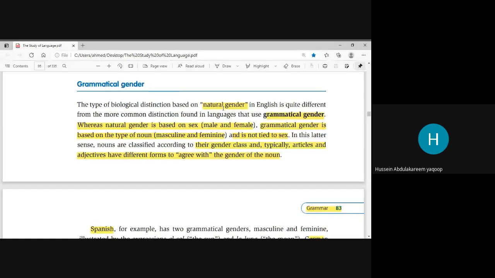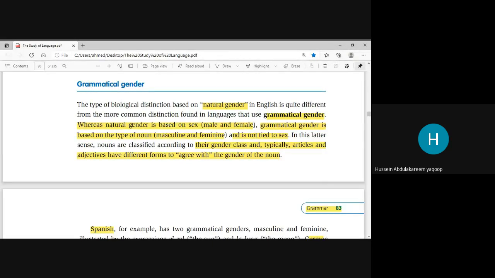Now, the explanation given in the book is very short. That's why I need you to search for further explanations and details that we may talk about next class. The type of the biological, now this is related to the biology of the speaker. Distinction based on the natural gender in English is quite different from the more common distinction found in languages that use grammatical gender. Now, is English natural gender or grammatical gender? This is what I want you to target, what I want you to search for.